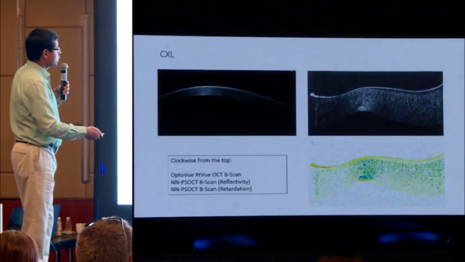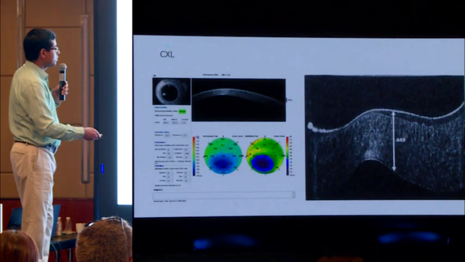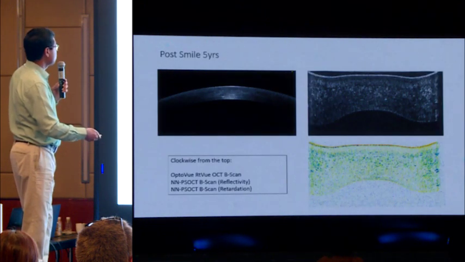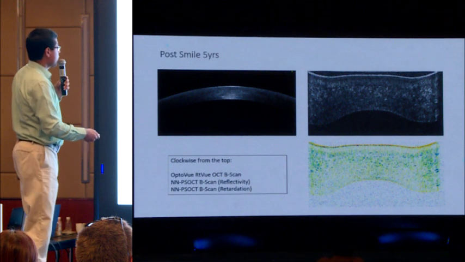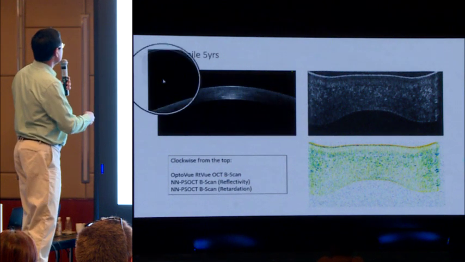This is an example of a keratoconic cornea, and here also you can see we are able to measure thicknesses nicely. Okay, so this is a post-SMILE case. This is 5 years after SMILE.